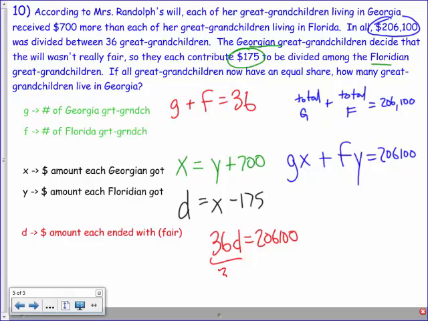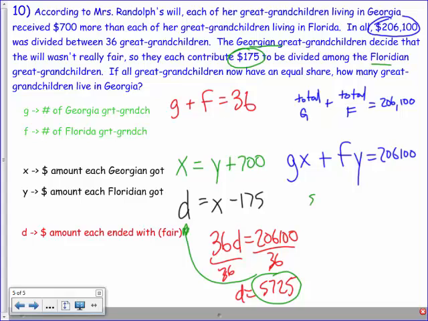I can divide by 36 on both sides. And if I divide by 36, I end up with 5,725. So basically, each great-grandchild has $5,725 now. Well, now I can start using that. I can plug this amount in for D up here, to solve for X. So I'm going to go ahead and do that.